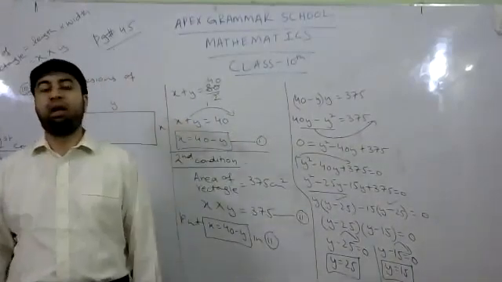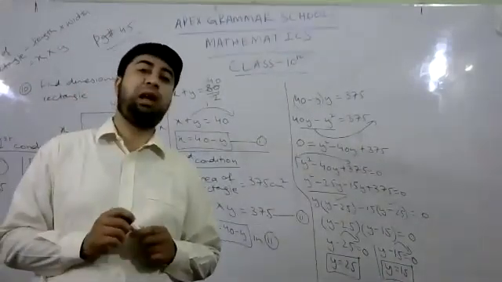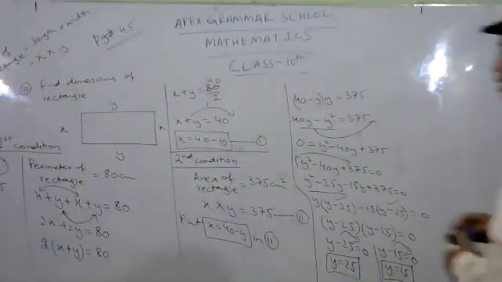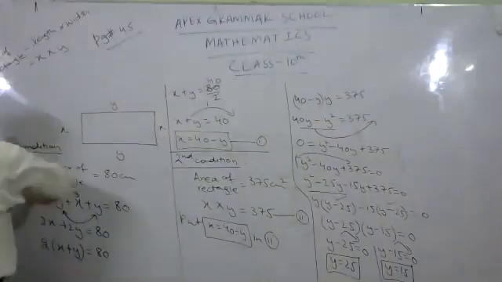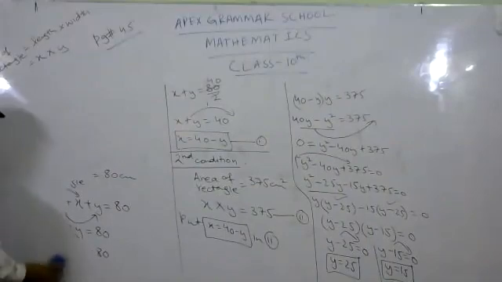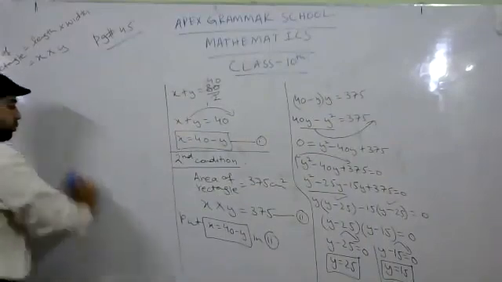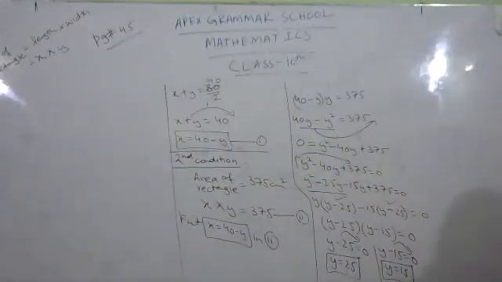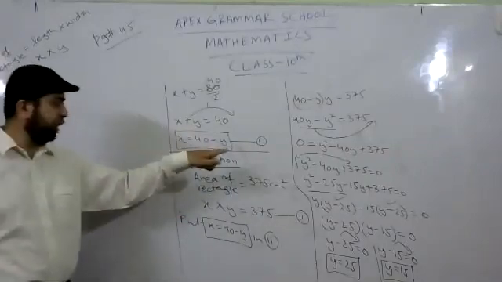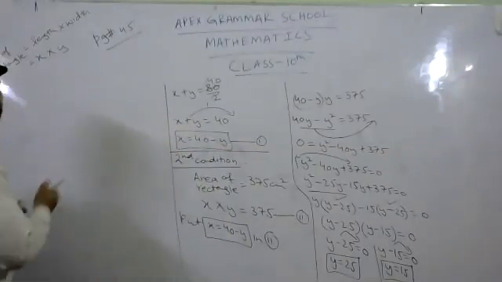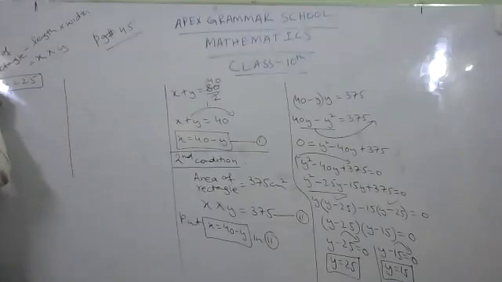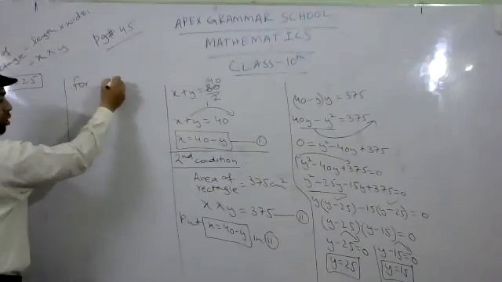This means that we have two values of y, so we will have two values of x. To find the values of x, we will use this equation. In this equation we can put the value of y and get the value of x. So for y is equal to 25 and for y is equal to 15.